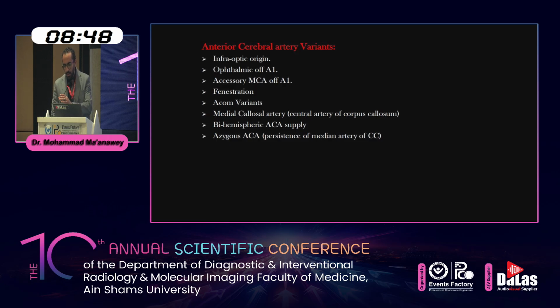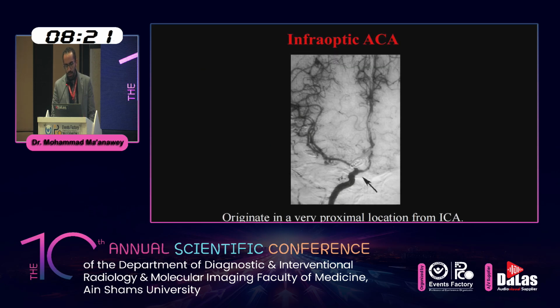There are also important variations of the anterior cerebral artery: infraoptic origin of the anterior cerebral artery or ophthalmic origin from the anterior cerebral artery, accessory middle cerebral artery originating from the A1 segment, fenestration of the anterior cerebral artery, and variations of the anterior communicating artery, medial callosal artery, and sometimes trifurcation of the anterior cerebral artery, bihemispheric anterior cerebral artery, and azygos anterior cerebral artery, which is one anterior cerebral artery.